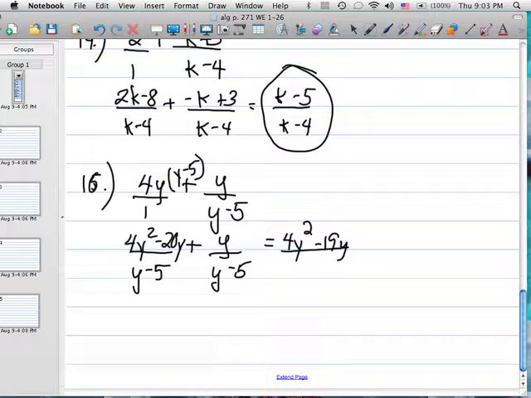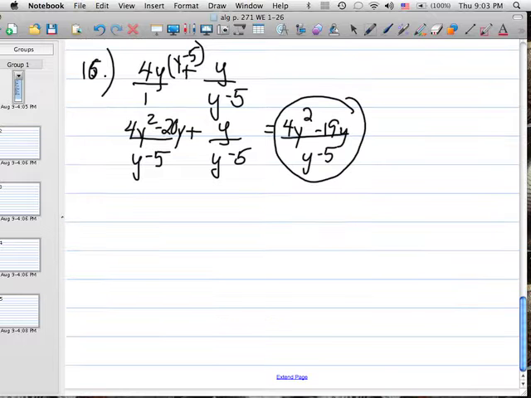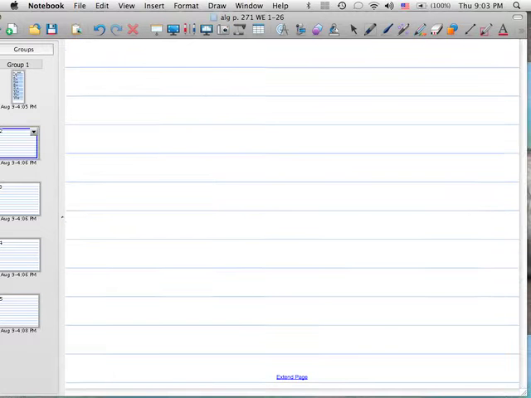And that's over y minus 5. Now I could factor this and pull out a y, but that would leave me 4y minus 19, which doesn't do anything, so that's my answer. So just keep checking to see if the factoring will give you something to cancel.